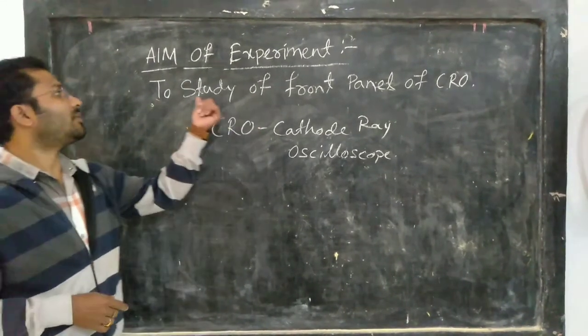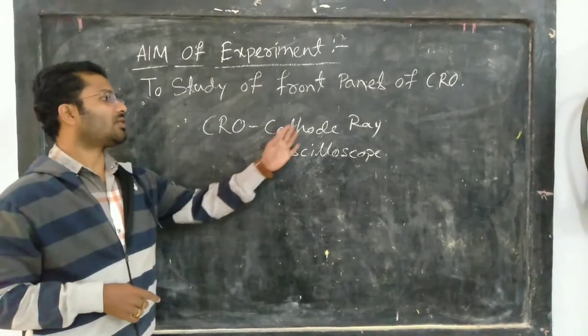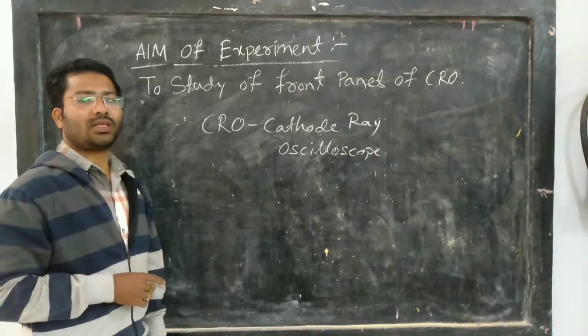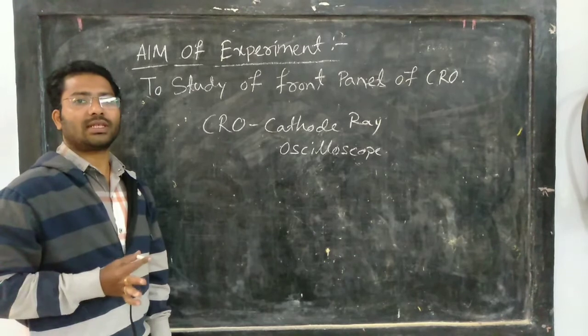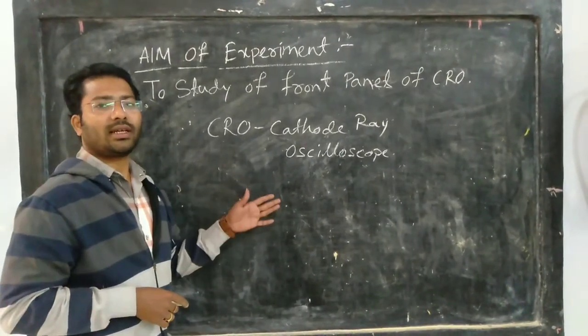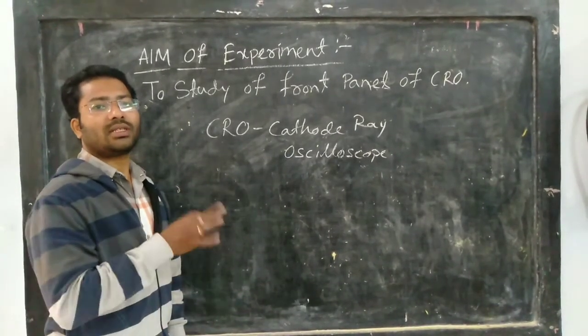Today we will discuss the front panel of CRO. As you know, CRO stands for cathode ray oscilloscope. So CRO is a laboratory instrument in which we can analyze the signal parameters, that is amplitude, frequency and phase of any sinusoidal signal. So let's get started and see how the front panel of the CRO can be seen.